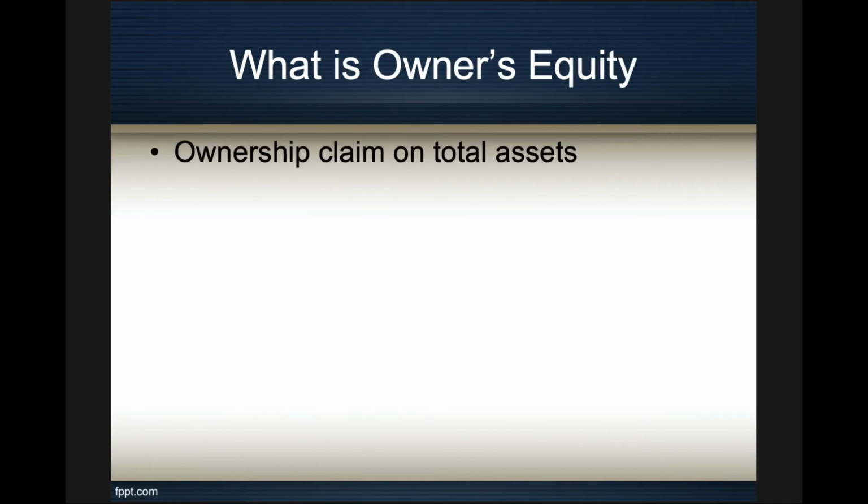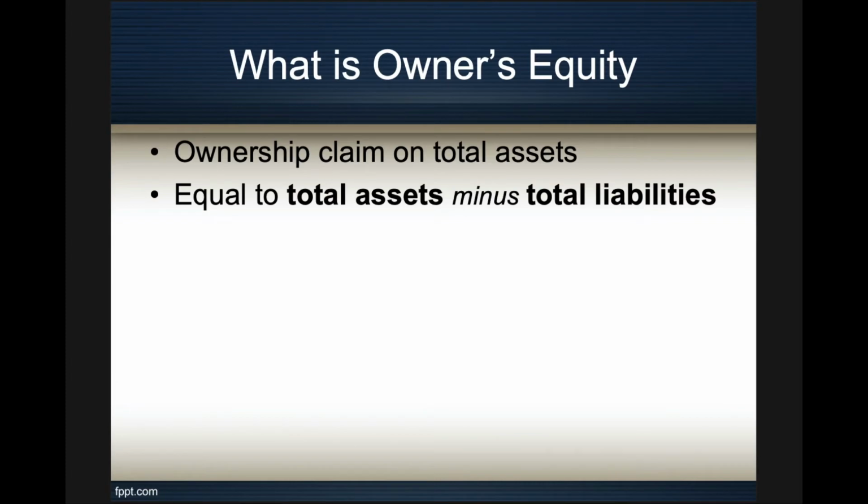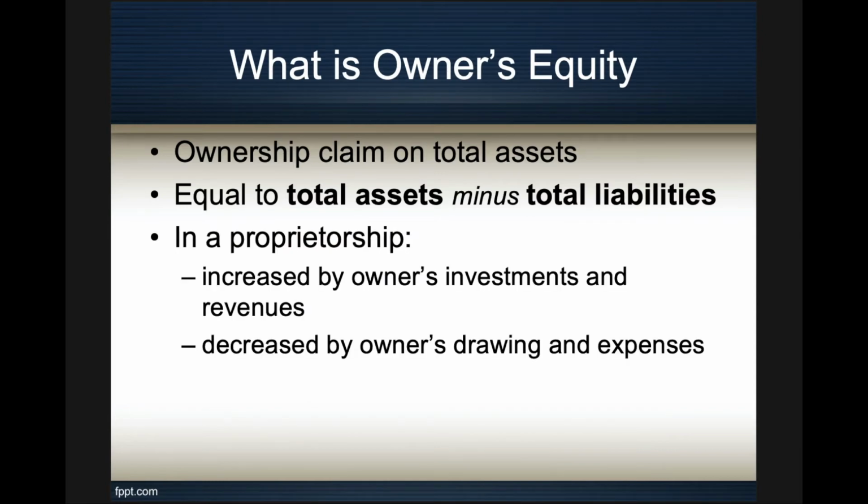Now, owner's equity is the ownership claim on total assets. In the equation, it is equal to total assets minus total liabilities. Why? Because it is what remains after deducting the total liabilities from your total assets. That is why it's also called the residual amount. In a proprietorship business, the owner's equity account is increased by investments and revenues, while owner's equity is decreased by owner's drawings and expenses.